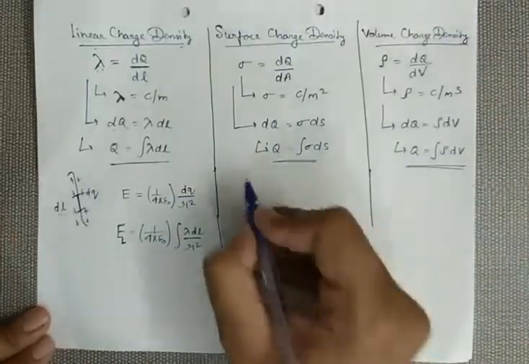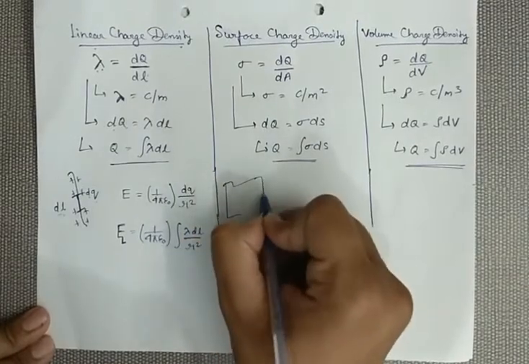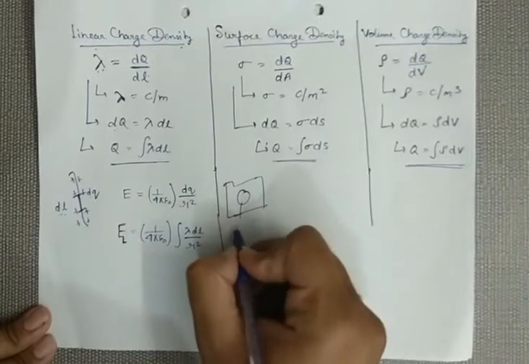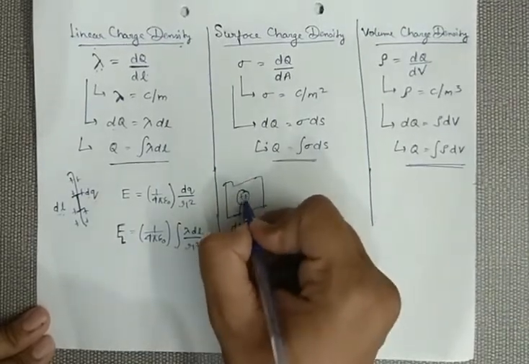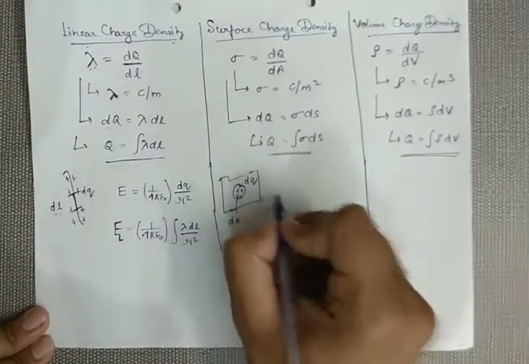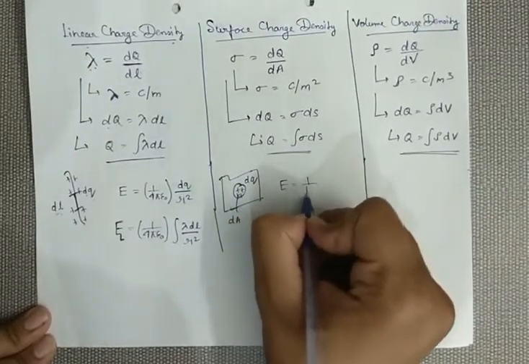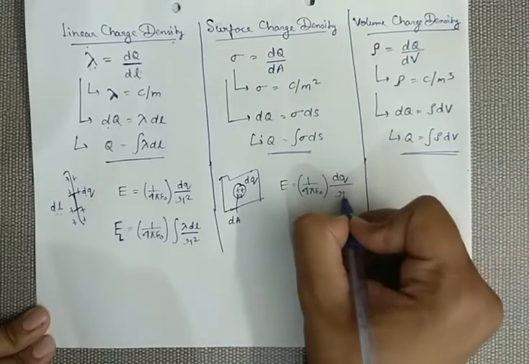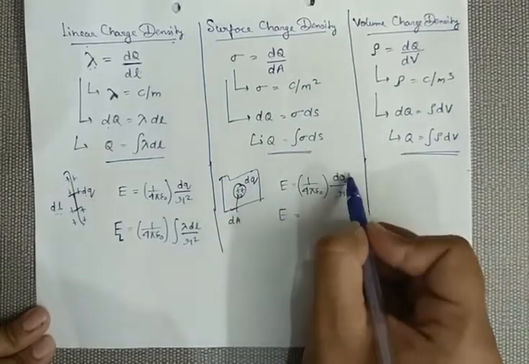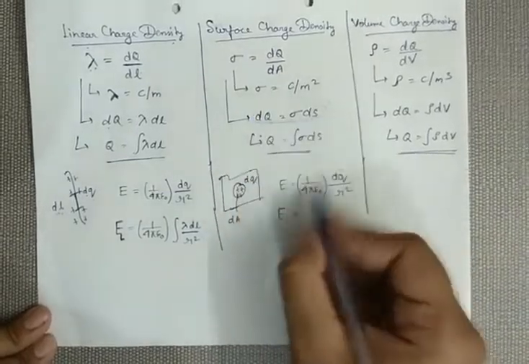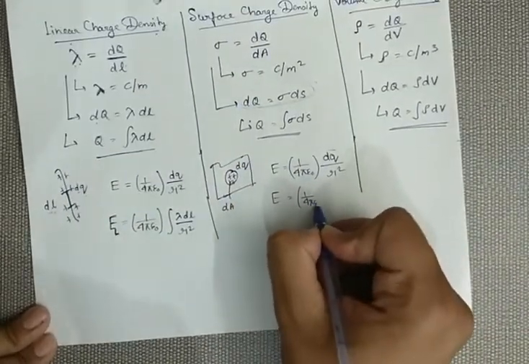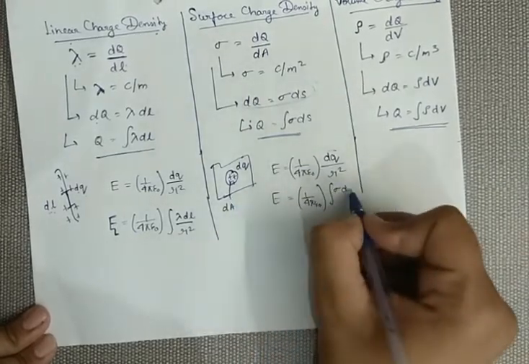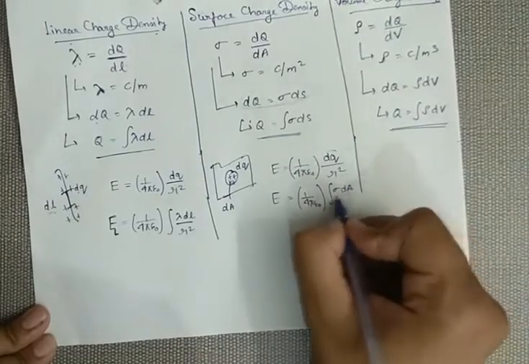In a similar manner, if I take this as a sheet, the small area of the sheet is dA, holding a charge dq. The electric field is given as 1 upon 4 pi epsilon naught times charge upon distance square r square, and in place of this small charge you can use 1 upon 4 pi epsilon naught integration of sigma times small area dA by r square.